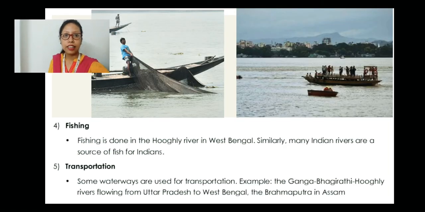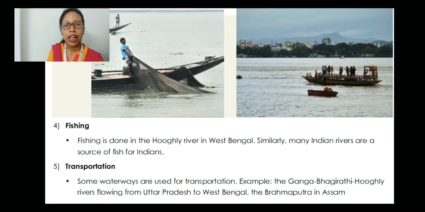The next is fishing. Fishing is done in the Hooghly River in West Bengal. Similarly, many Indian rivers are a source of fish for Indians. Now here you can see in the first picture the person is fishing in the Hooghly River. Even in the Brahmaputra also you can see, or in its tributaries as well. If you go to the village area, you can see that most people are fishing on the rivers because it is a source of food for most of the people.